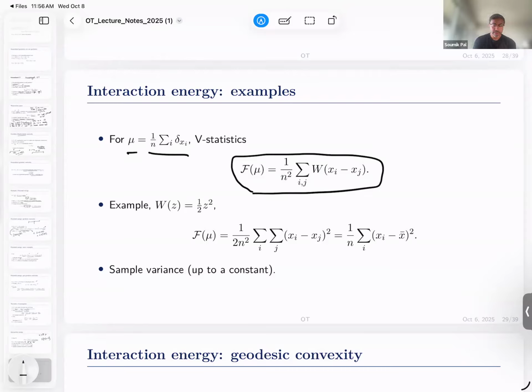Here's a famous example. Take W of z to be 1/2 z squared, in which case my F of mu is 1 over 2n squared, double sum of (xi minus xj) squared. And if some of you know some statistics, you will know that by algebraic manipulation this just gives you the sample variance. It's 1 over n summation of (xi minus x bar) squared, up to a constant, because it's usually 1 over n minus 1. So a very common example of things that you use in statistics, the sample variance, is actually one such example.